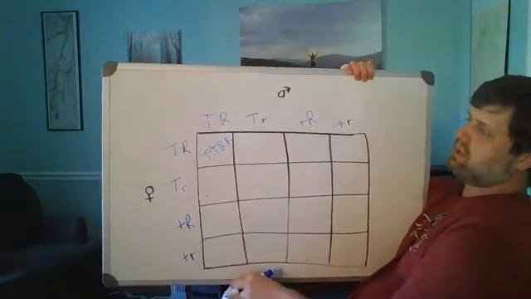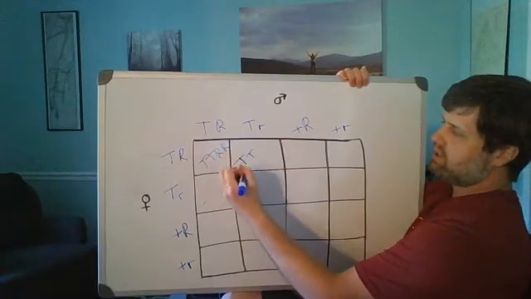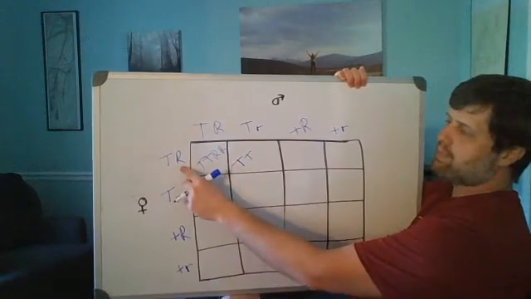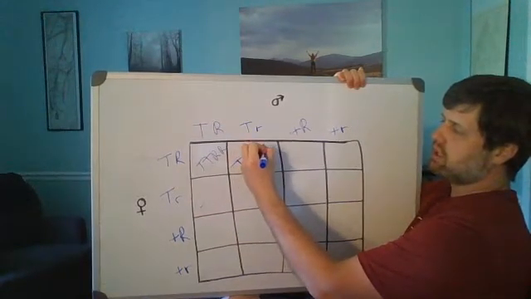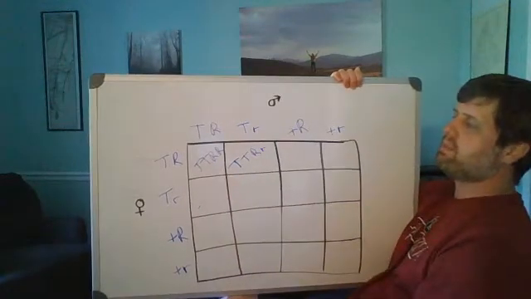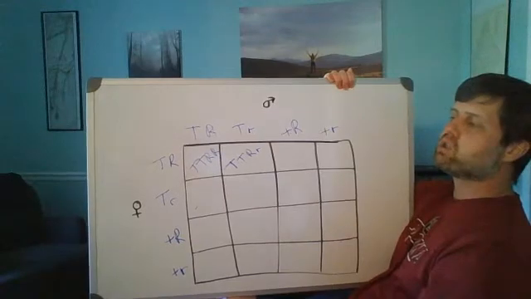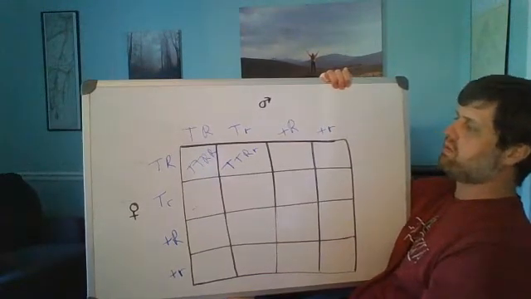The next one, right here, would be capital T. Now we have a lowercase r and a capital R for mom. We're going to put the capital one first, keeping with the theme of T's before R's, and then we're going to put the dominant trait before any recessive trait, still following the order of letters.